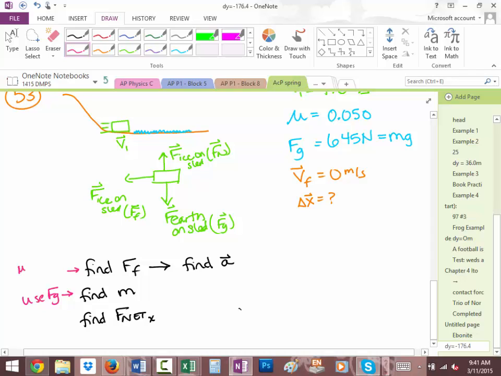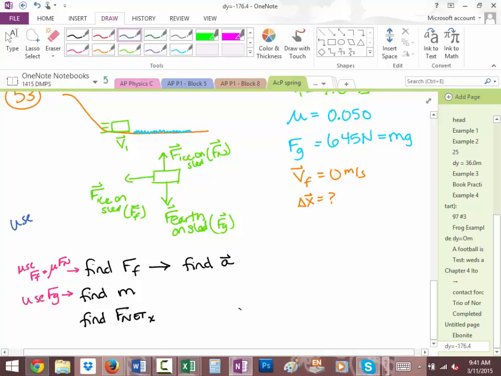Yeah, we're going to use FF equals mu Fn to find FF. How are we going to find Fn? What's that? How do you know that? Because the sled's not flying places or sinking into the earth.